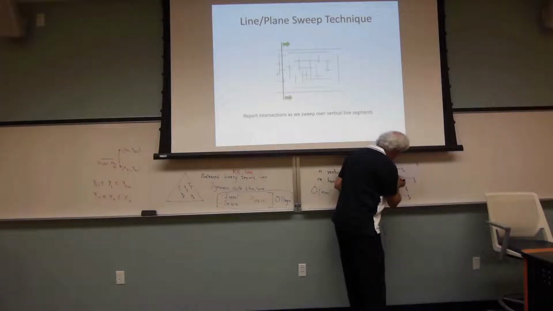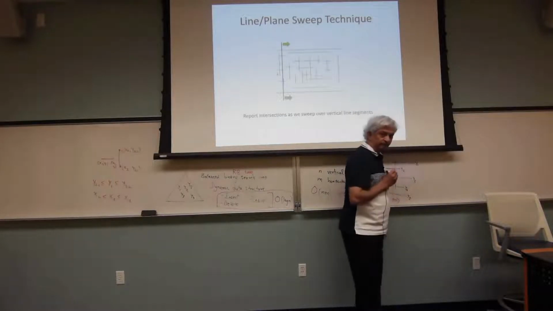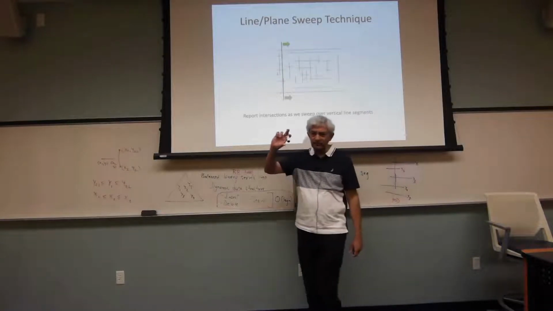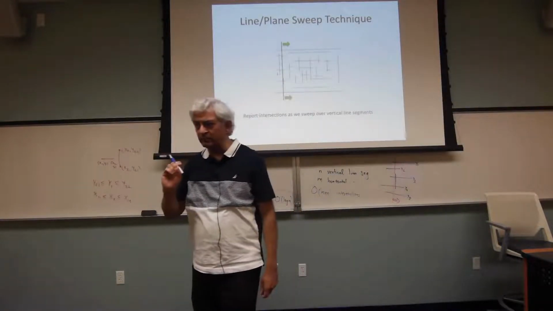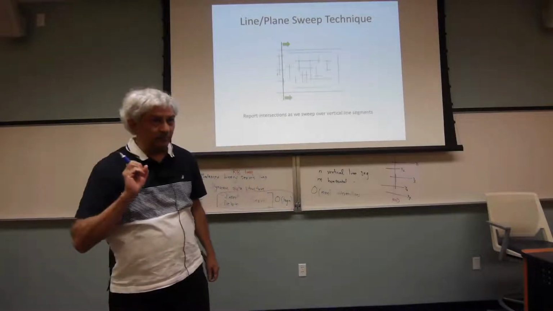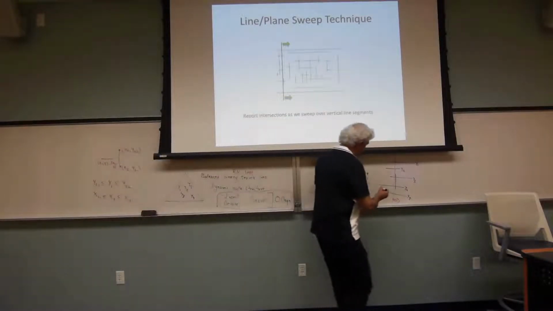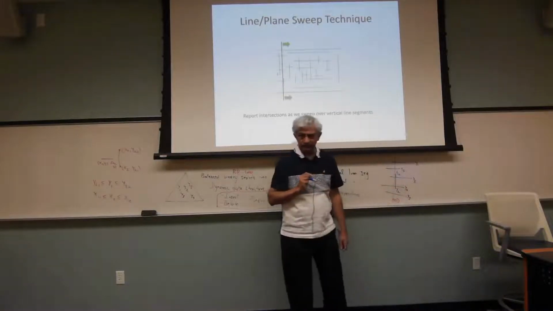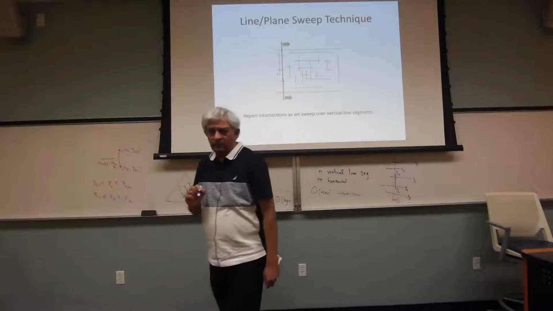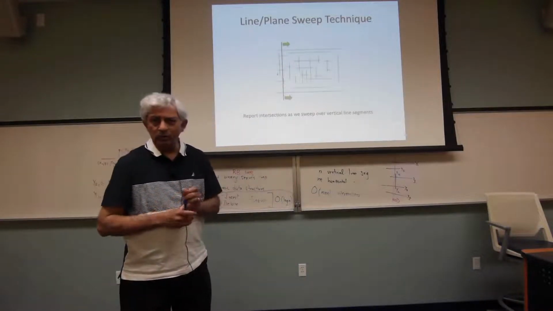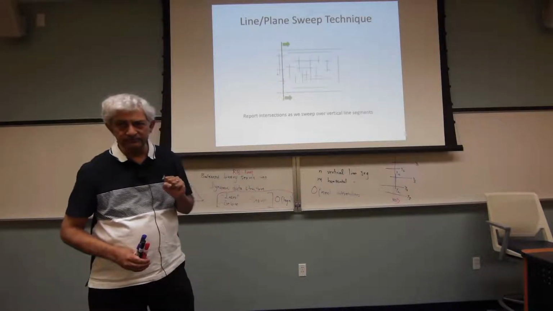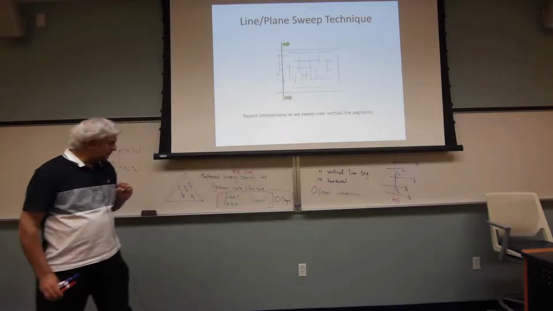And now let's say we encounter a vertical line segment. So let's say that we encounter this vertical line segment. And remember, vertical line segments have a lower endpoint and an upper endpoint. So there's a lower y coordinate and an upper y coordinate. So let's call this YL and YU for lower and upper. Our job is to figure out all the horizontal lines it intersects between YL and YU.